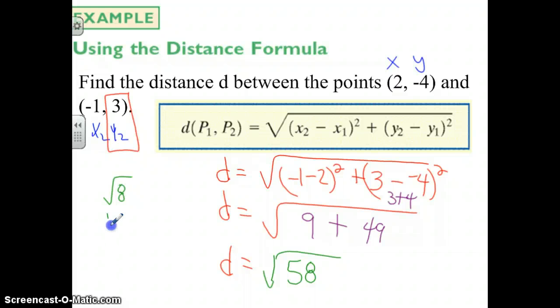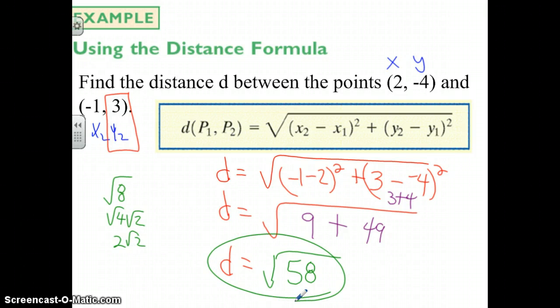If you ended up with the square root of 8, please simplify that to the square root of 4 times the square root of 2, which is 2 square roots of 2. But in this case, the square root of 58, please don't change that to a decimal. Just leave that as the exact answer.